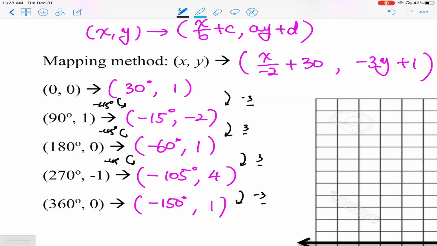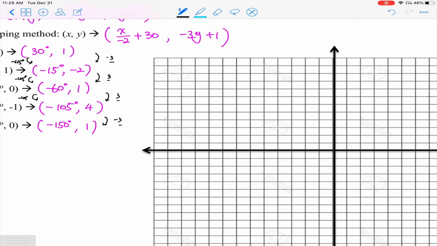The actual numbers are the same. The reason why signs change is because it fluctuates. It goes up and down and up and down, right? So that's why. So let's then graph this.